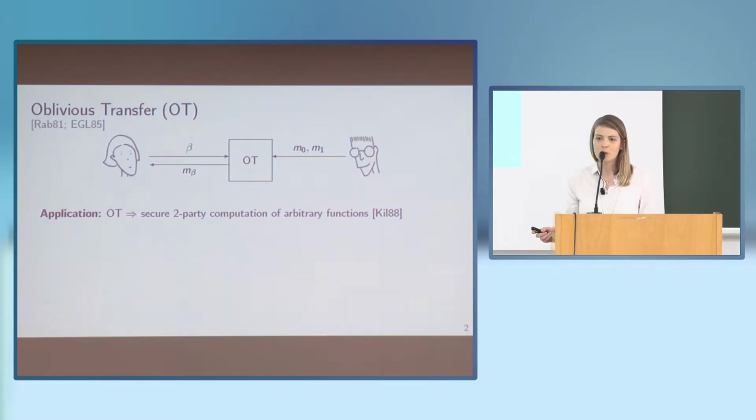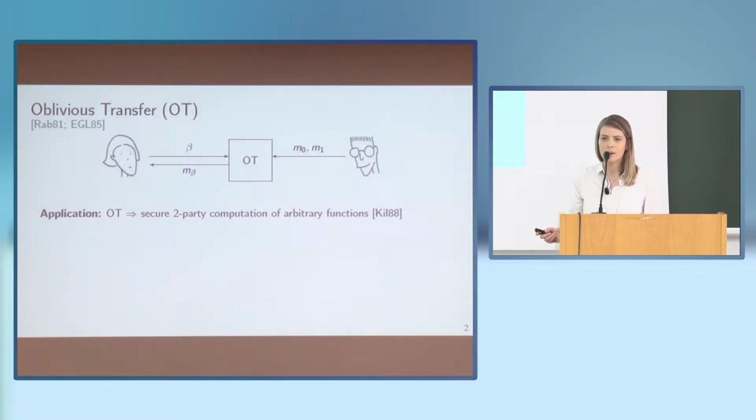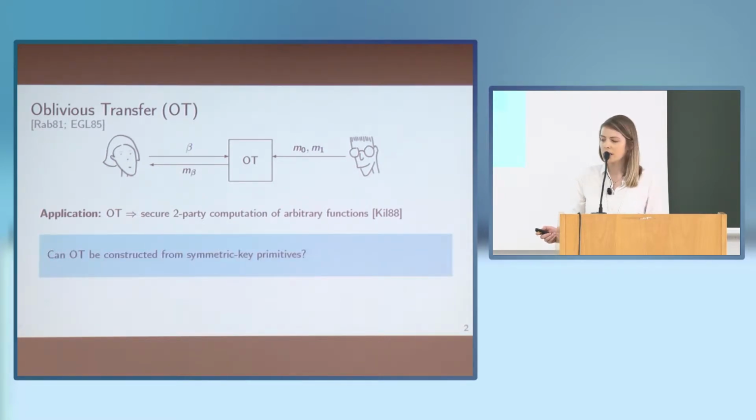This is actually super useful because it implies MPC for all functions, and it's not only theoretically useful, it's actually used in practical protocols for secure multi-party computation. So the next question you can ask, can you get it efficiently? One way to ask this question is, can it be constructed from symmetric key primitives? So what you can think of as symmetric key primitives is anything that you get from a random oracle, or like we already saw, Minicrypt in previous talks.